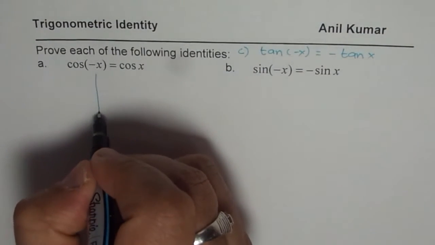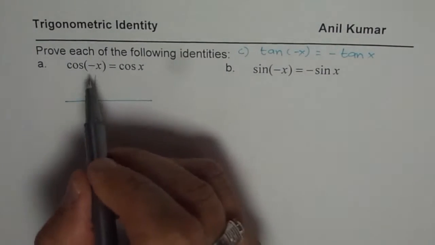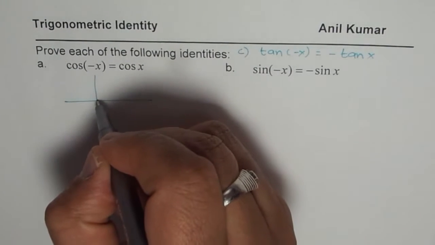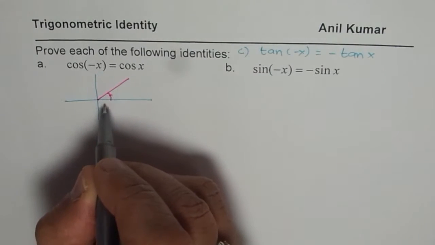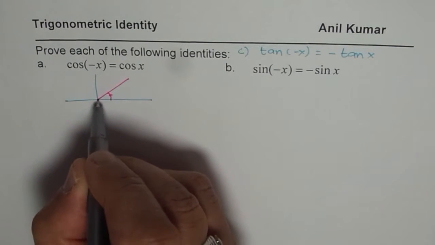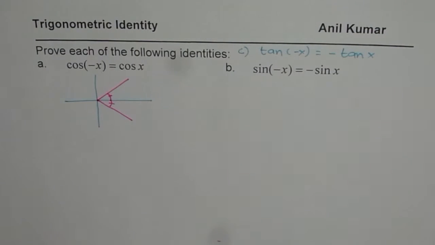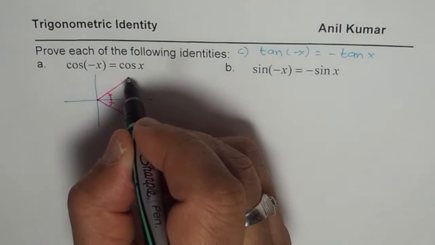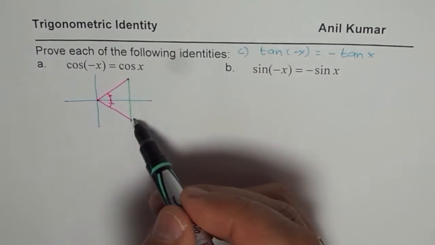I can show it in more than one way. The first method is, let us sketch what is cos of minus x and what is cos of x. Let us say this is the angle x. In that case, minus x will be clockwise, the same angle but minus x. So these are two equal angles. When we say cos of minus x and cos of x, we are actually comparing two positions of the same point in different quadrants.